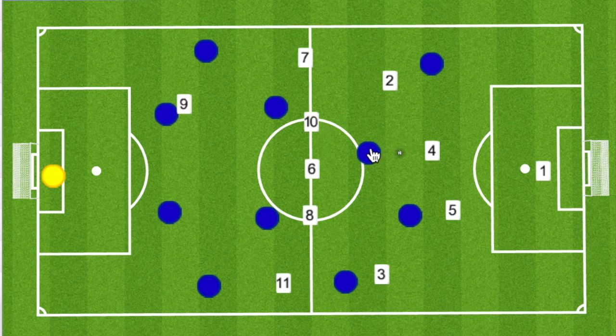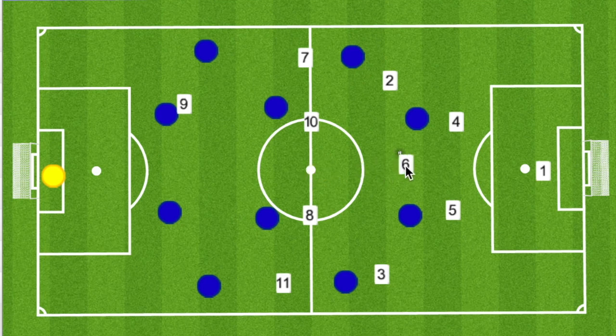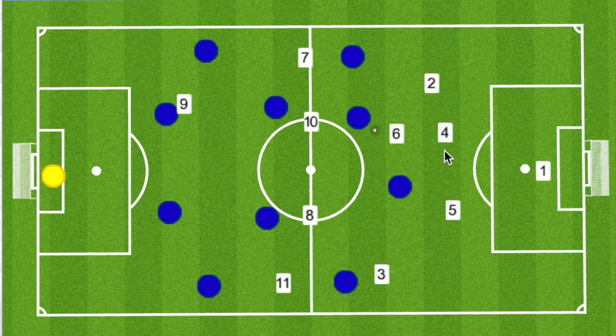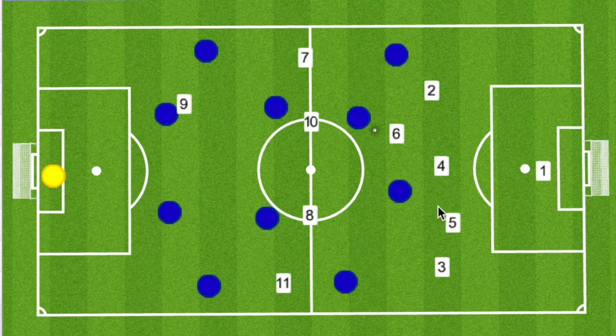So there's got to be a lot of discipline from the number 6. The number 6 should be assistants to the number 4 and the number 5. And one of the key roles of the number 6 is to be one of the first to step, so that our center backs do not have to move up.